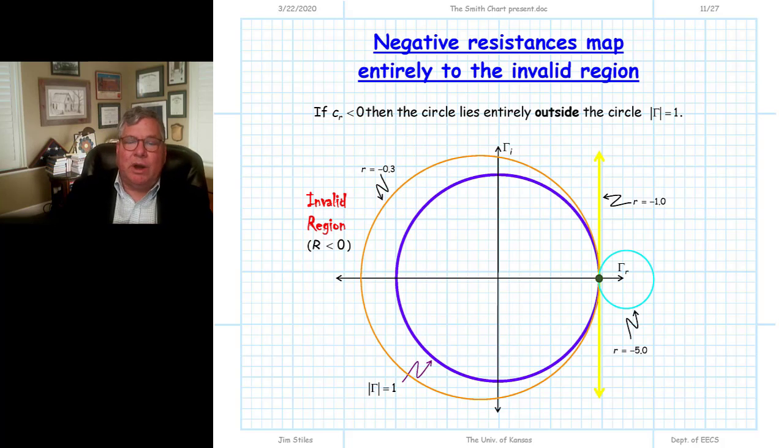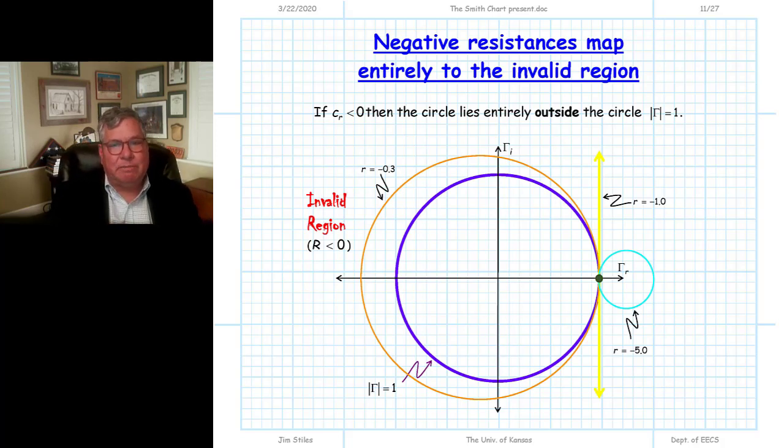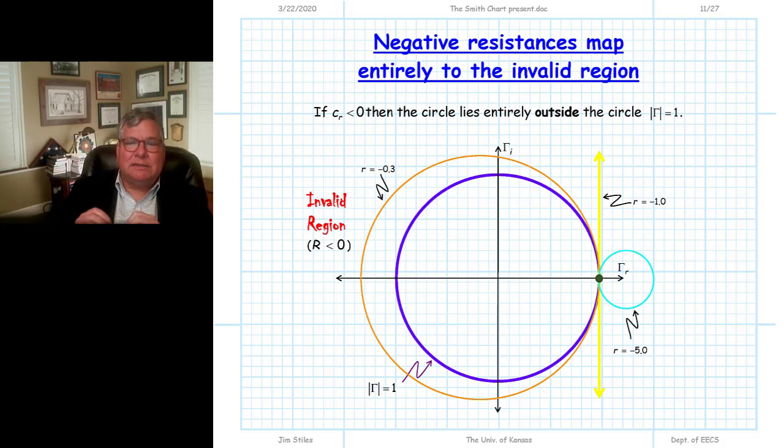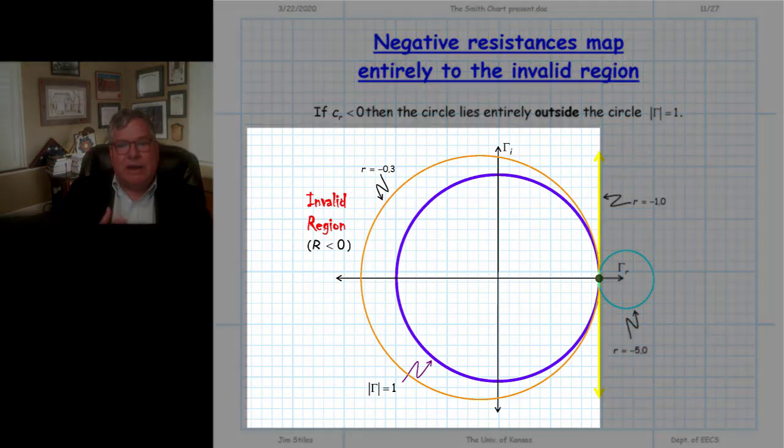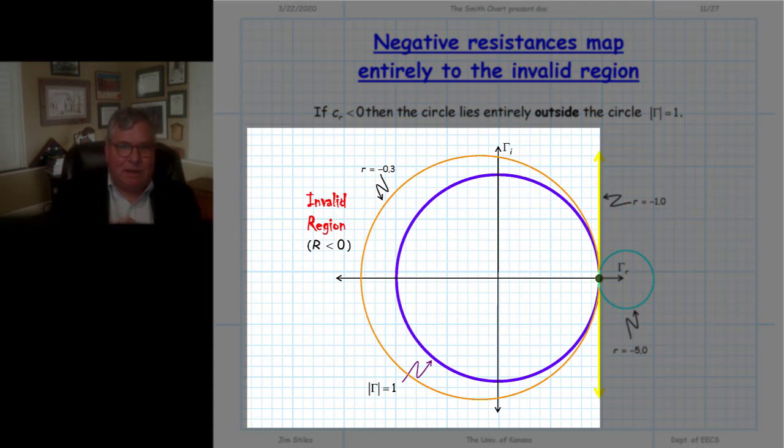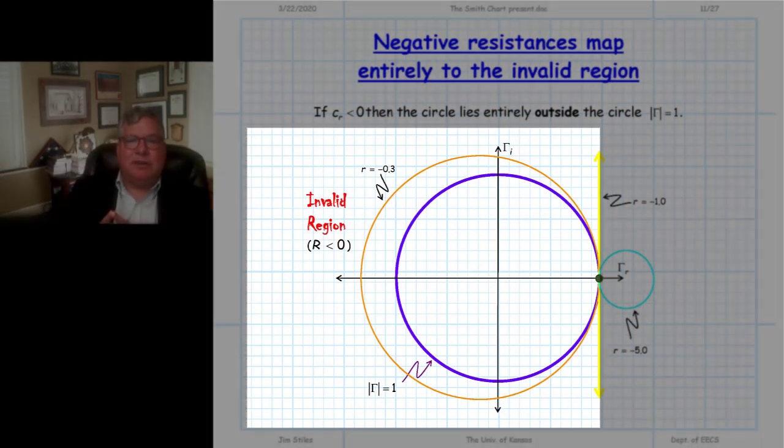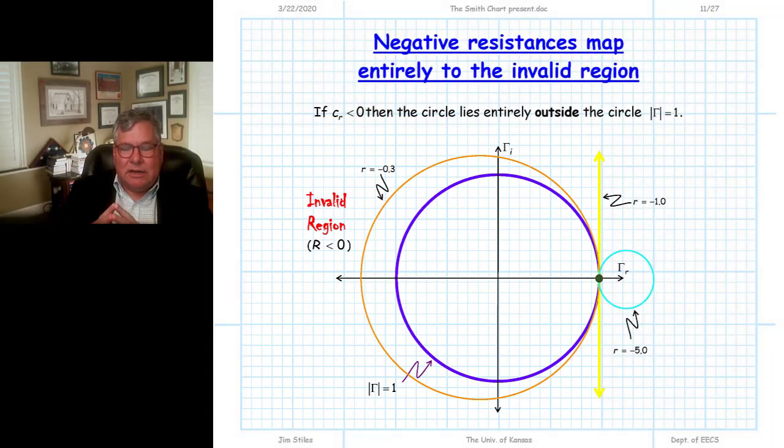For the situation where CR is a value between 0 and minus 1, what we find is it maps onto a circle on the complex gamma plane, which is over here, sort of on the left side of the complex gamma plane, such that the circle will completely inscribe the unit circle. So it surrounds the unit circle in those cases.